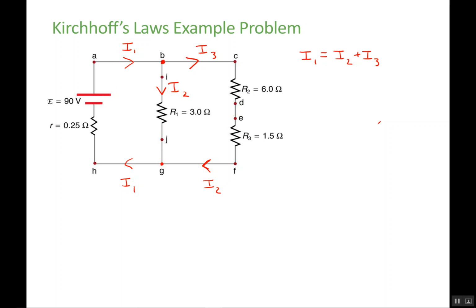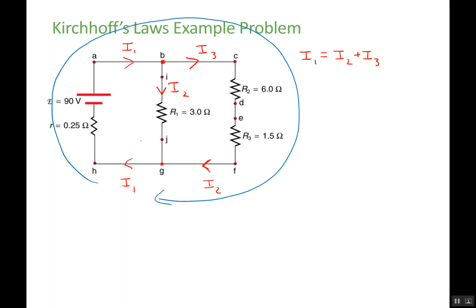Okay, now what about the loop law? Well, this circuit actually has 3 different loops. There's an outer loop, then there's 2 inner loops. And I can choose to go around each of those loops counterclockwise or clockwise. So I've just drawn everything clockwise.